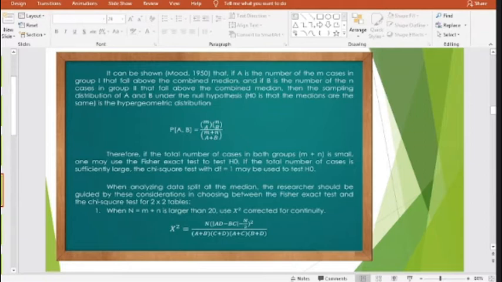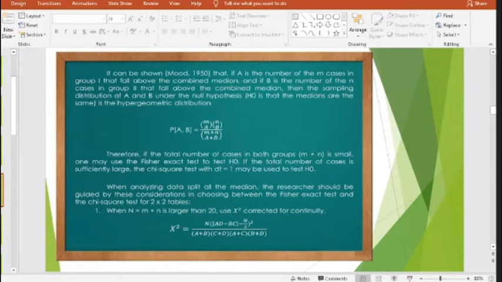So when N, which is M plus N, is larger than 20, you have to use the X squared corrected for continuity. The formula is X squared equals N times (absolute value of AD minus BC, minus N over 2) squared, all over (A plus B) times (C plus D) times (A plus C) times (B plus D).